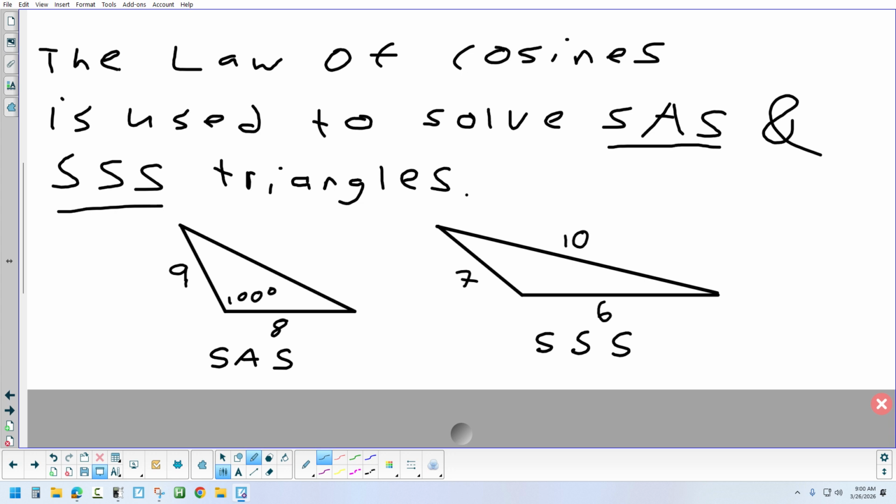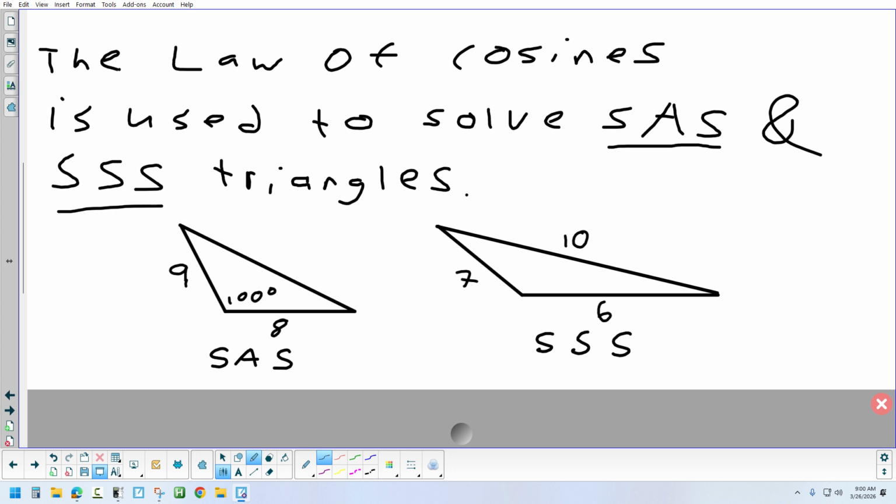On the left is an example of a side angle side triangle. What makes it side angle side is you know two sides and you know the angle where the two sides meet. You know the angle that's between the two sides. The one on the right, that's side, side, side. And what makes it side, side, side is you know all three sides.